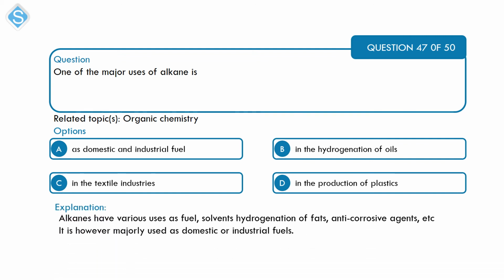So alkanes have numerous uses. They are used as fuels, they are used as solvents, for the hydrogenation of fat, they are used as anticorrosive agents, etc. However, the bulk of the alkane goes into use as domestic or industrial fuel. That makes A the correct option.